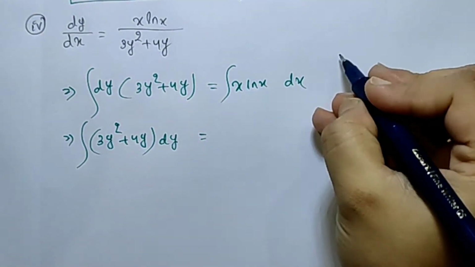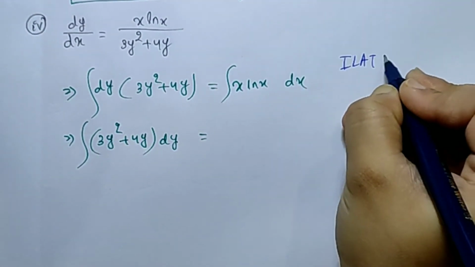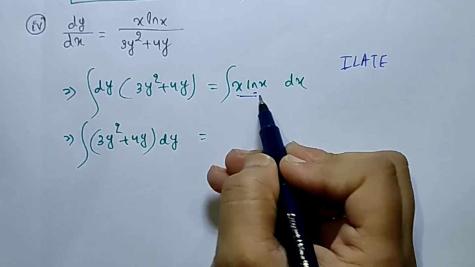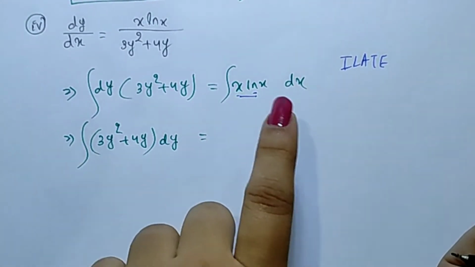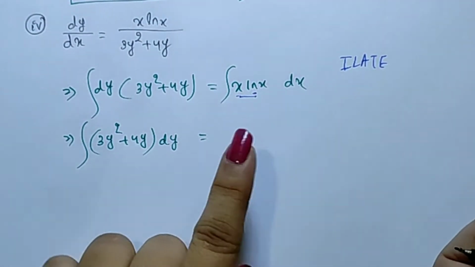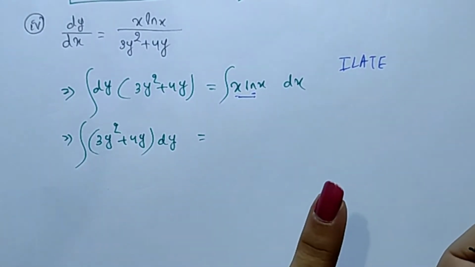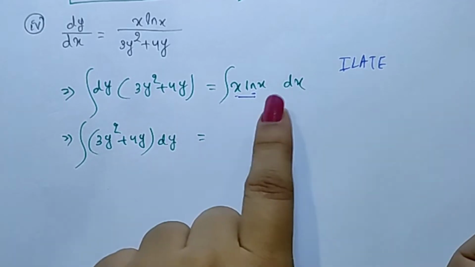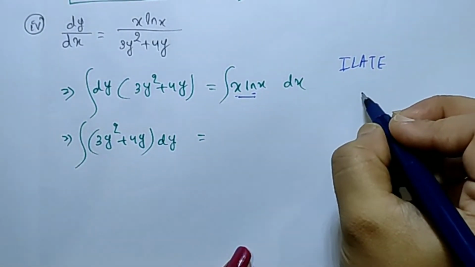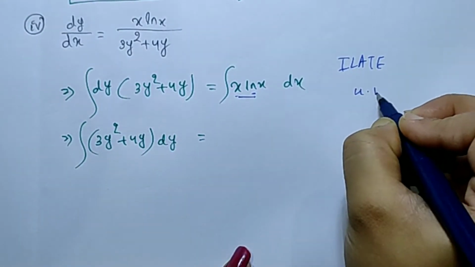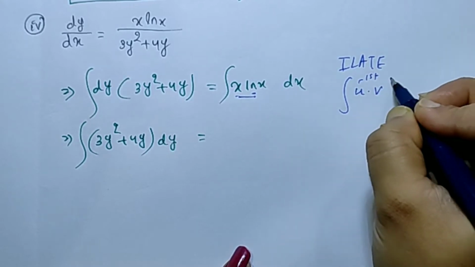this is ILATE. Both are functions of x, so we have to solve this by integration by parts. In the previous lesson, lesson number 8, I have told you about integration by parts. In the same manner we are going to solve this question. First function, suppose u into v, u is first function, v is second function.